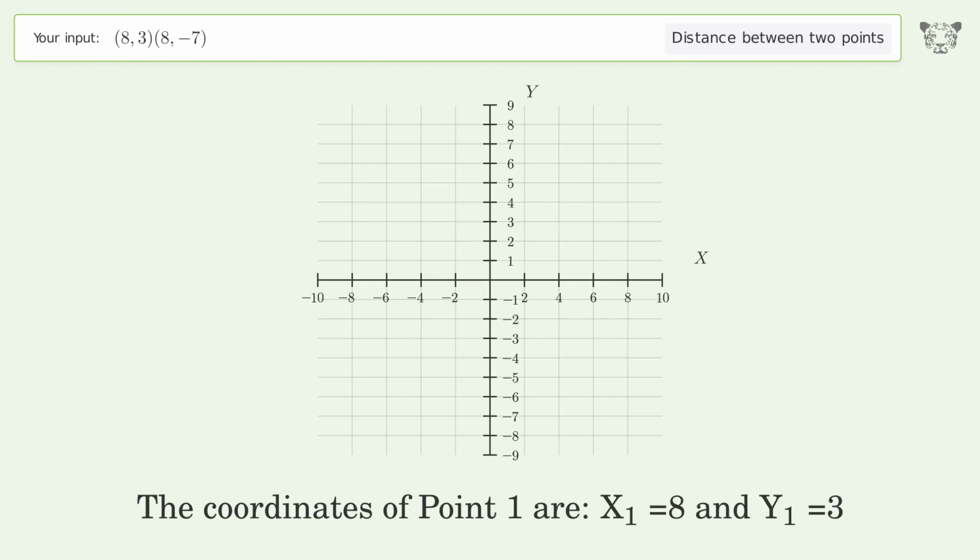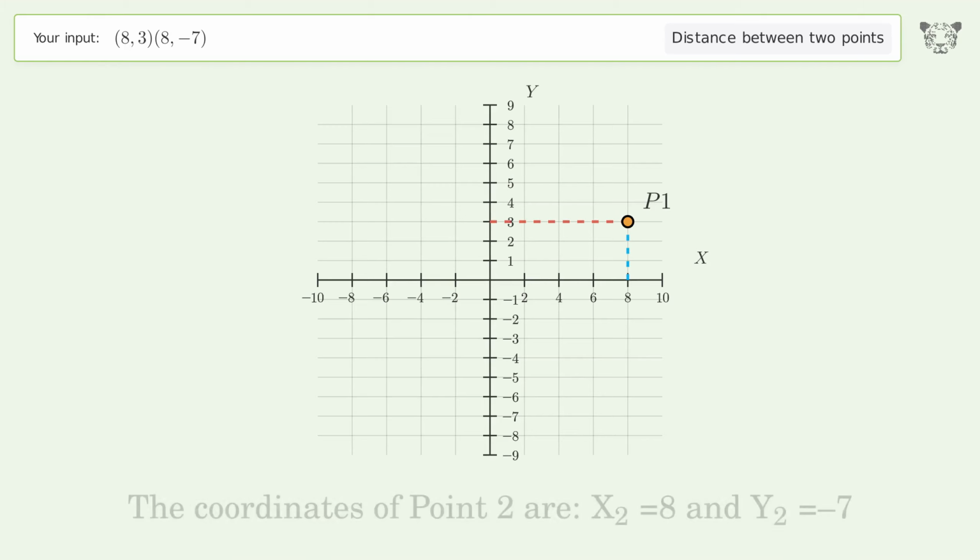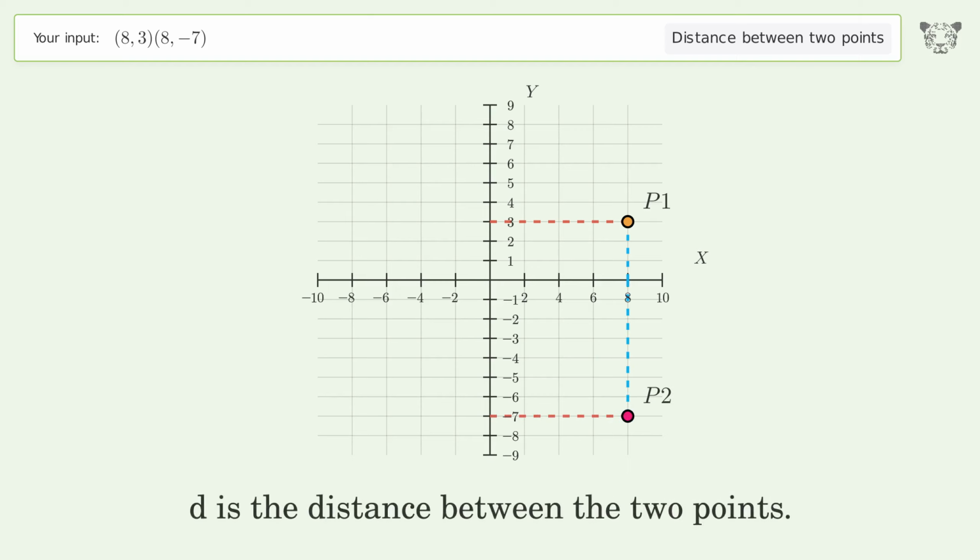The coordinates of point 1 are x1 equals 8 and y1 equals 3. The coordinates of point 2 are x2 equals 8 and y2 equals -7. D is the distance between the 2 points.